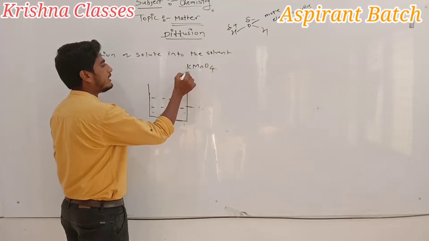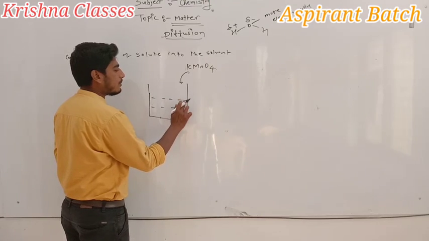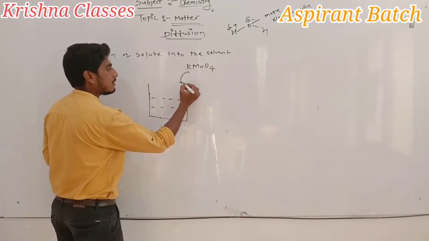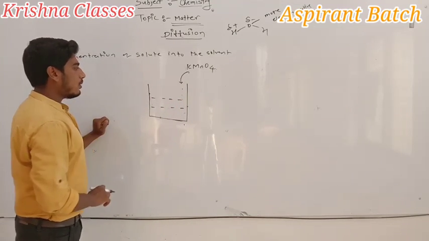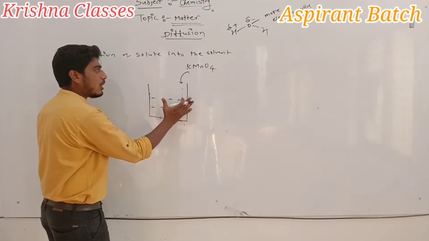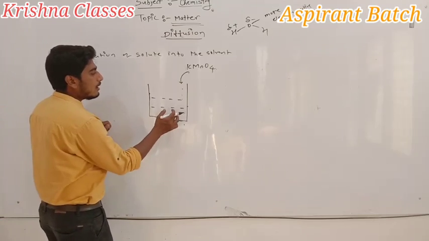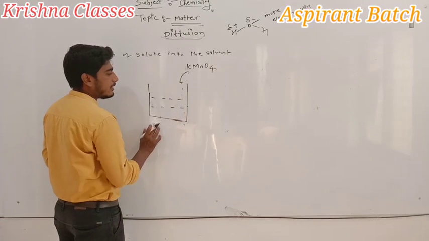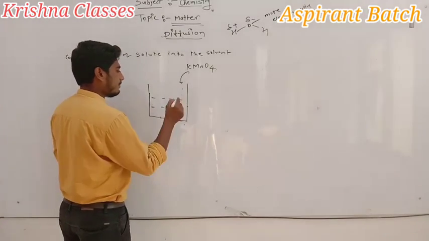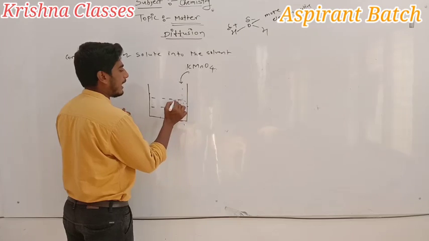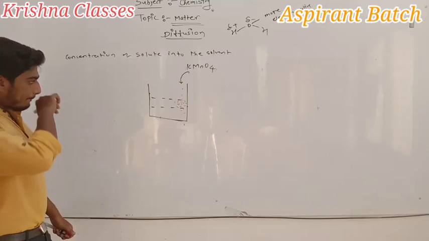If we add potassium permanganate into the water at one corner of the water, at this position, then what happens here? The concentration of potassium permanganate increases at this point, at this area, which we know is pink in color. That is, a pink color solution is formed at this area. That means the concentration of potassium permanganate increases at this point.